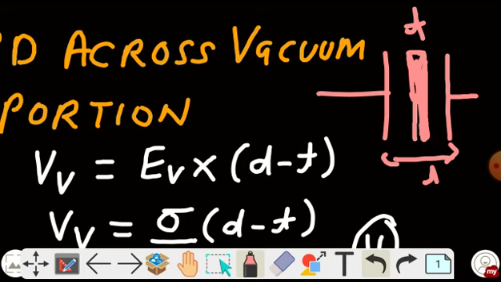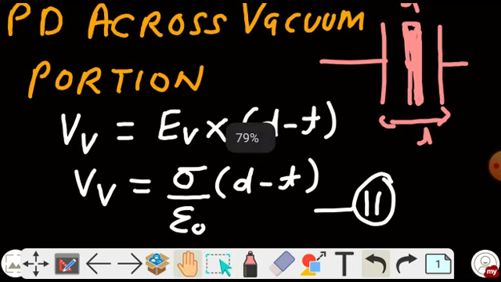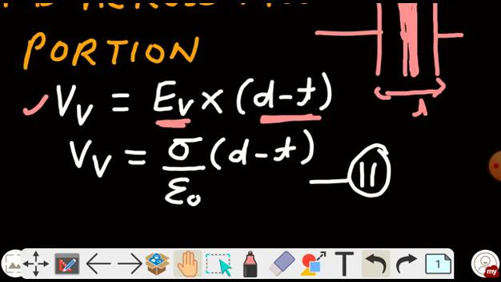So in order to find the potential drop across the remaining vacuum portion, I have used the thickness as D minus T, and Ev is the electric field in the vacuum region. Clear? So the potential drop in the vacuum portion is Ev into D minus T. Put the value of Ev, the electric field in the vacuum region, which we know is sigma by epsilon naught. Mark this as equation number 2. So we have obtained the potential drop across the dielectric region and across the remaining vacuum region.